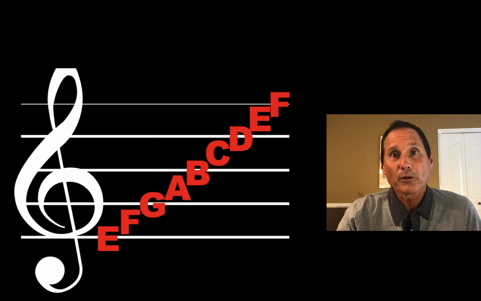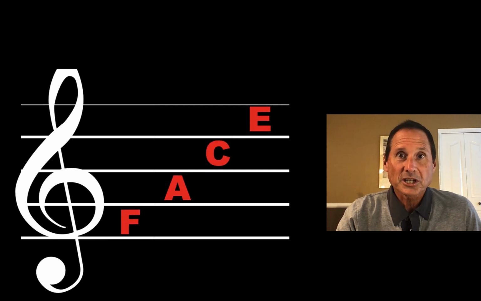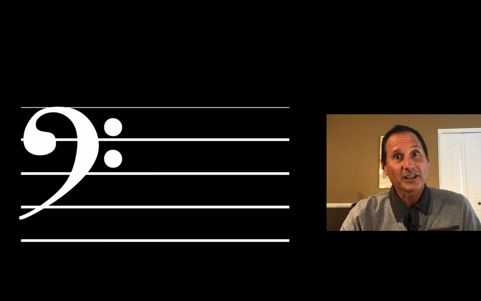Some people come up with little sayings to remember just the lines, like every good boy does fine, or just the spaces spell a name. Some folks are more comfortable just remembering the bottom line is E and follow your alphabet from line to a space. Let's talk about the bass clef next.